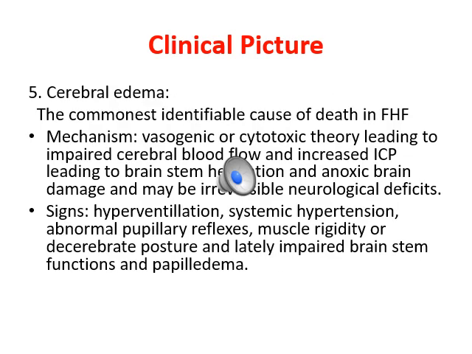Cerebral edema. The commonest identifiable cause of death in fulminant hepatic failure is brain edema. The mechanism is unknown, but it is said that it can be either the vasogenic or cytotoxic theory, leading to impaired cerebral blood flow and increased intracranial pressure. The signs of brain edema are hyperventilation, systemic hypertension, abnormal pupillary reflexes, muscle rigidity, or decerebrate posture, and lately impaired brain stem functions and papilledema. So papilledema is not an early manifestation of cerebral edema.